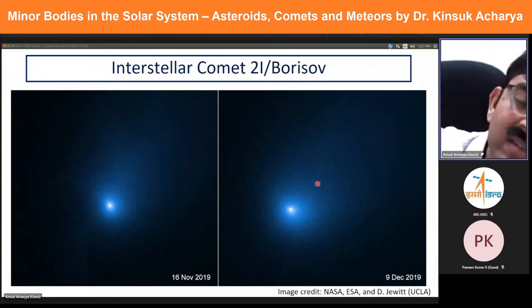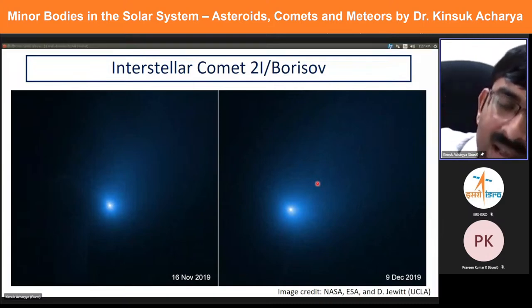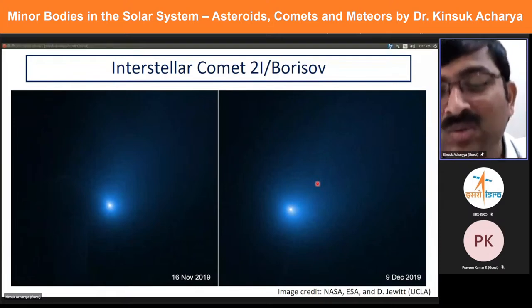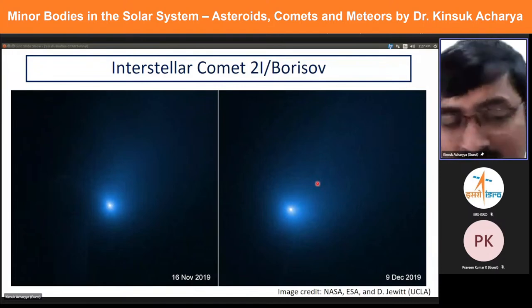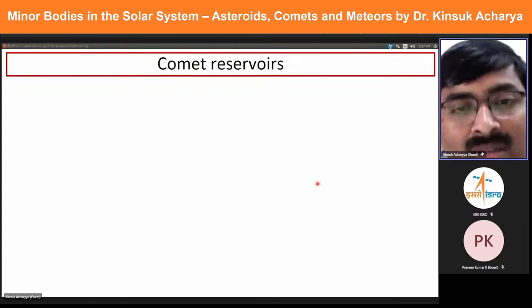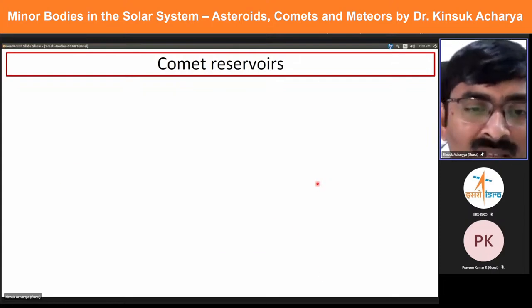If you want to send a spacecraft to find a comet or any object in a different planetary system, it's a huge time scale with the present speed of the rockets. And so now let us talk about the cometary reservoirs in the solar system.